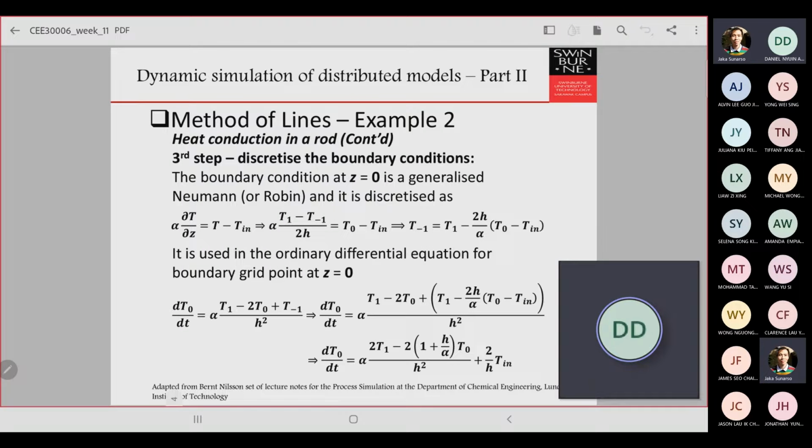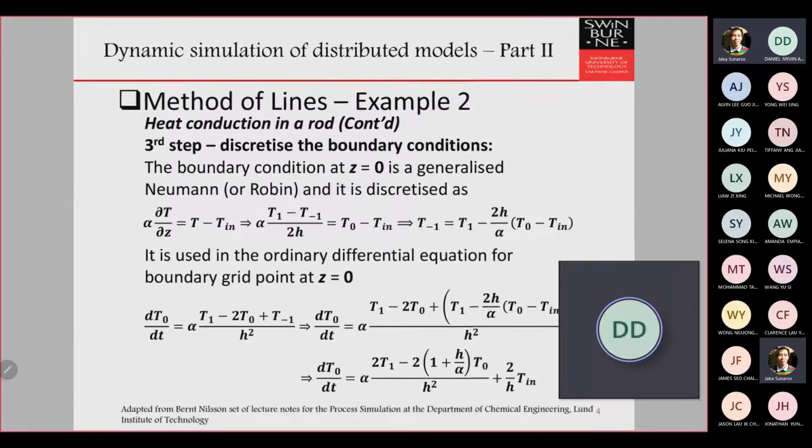The third step in here will be to discretize the boundary condition. Because we have the first order derivative in here, the boundary condition is generalized Neumann or Robin, and it is discretized as these equations in here. We basically convert the derivative term to become the finite difference term. This one is applicable at z equals 0, meaning that this T in here will be equal to T naught.